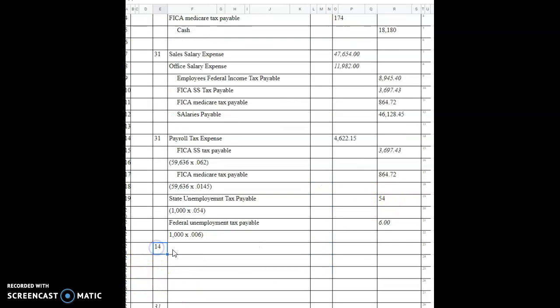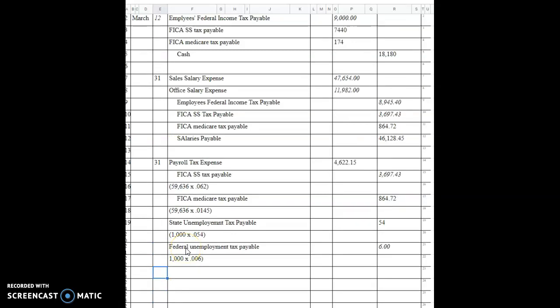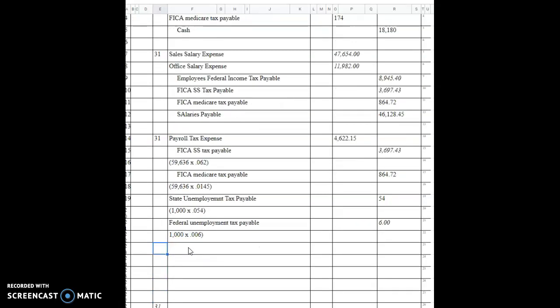All right, moving along here. We are on our next entry, the 31st, I believe. So the last one here in March, we're going to say the 31st again. This is our real easy one where we're issuing a check for the salaries for the month. So this is just our salaries payable, and it's $46,128.45, and I put that in the wrong spot.